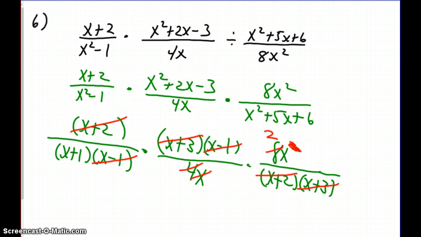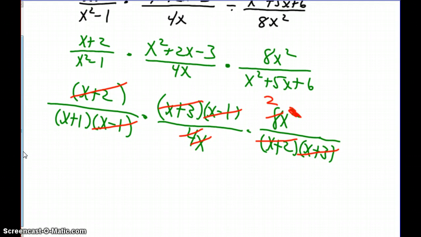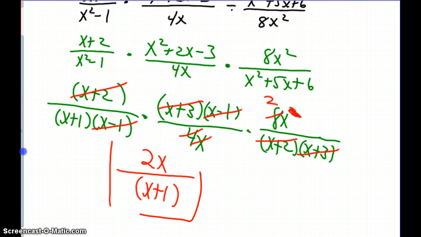Okay, all right, so now can you write the final answer? Yes or no? Yes, you sure can. Okay, so the final answer then would be 1 on the top, 2x on the top, and then 1 on the bottom, x plus 1 on the bottom. You got it. Okay, there you go. That should be the final answer right there.